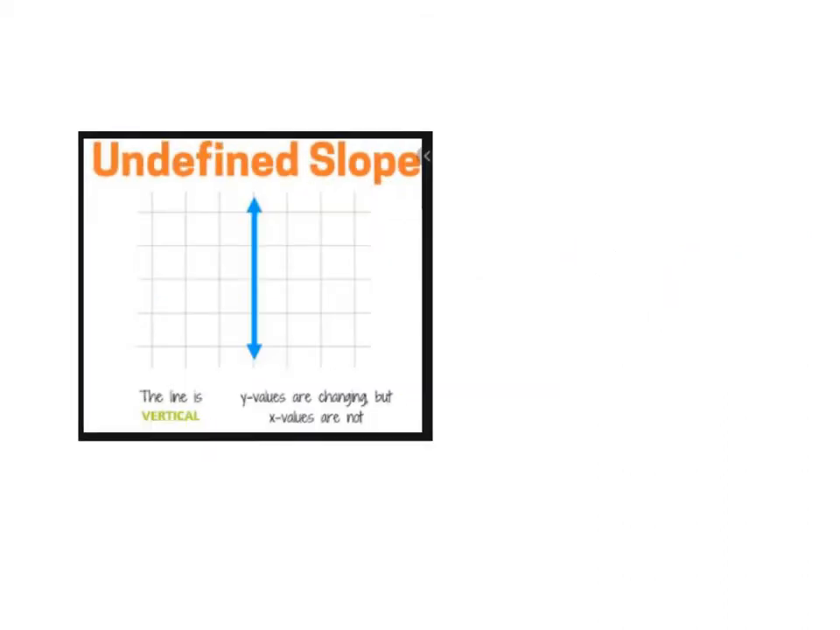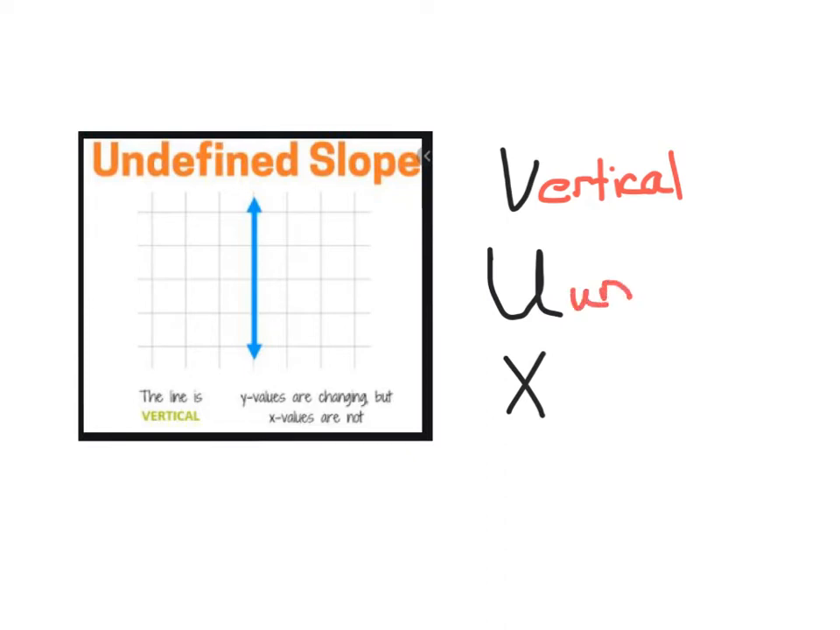And then for undefined slope, we're going to remember VUX. So we have HOY and then VUX, V-U-X, okay? The V stands for vertical. And the U stands for the undefined. We call it undefined. I guess I wrote my U twice, but it stands for undefined. And the X is where the equation, again, is x equals some value. All right. Here we go.